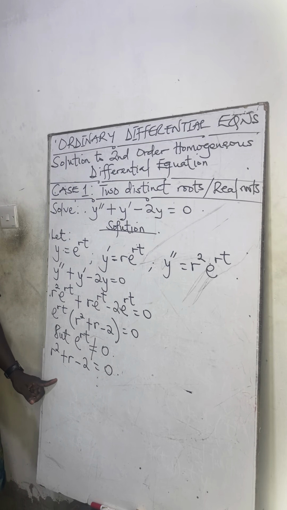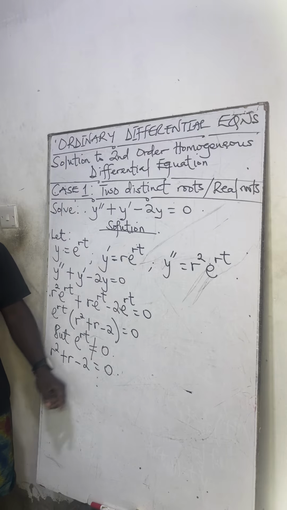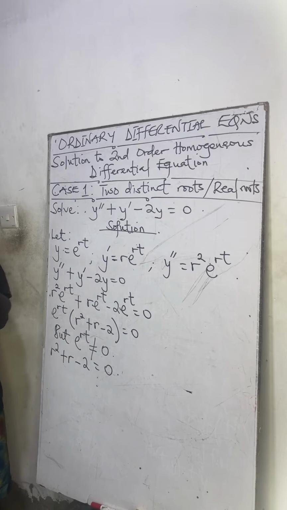That's a quadratic equation. R squared plus r minus 2 is equal to 0. So we can solve this quadratic equation. We have three methods in solving quadratic equation: by the method of factorization, by using the quadratic formula, by using the method of completing squares. So we can solve this. I have my calculator here. When I punch it on the calculator, I don't want to stress my mind. I have positive 1, negative 2. So the roots are 1, then negative 2.